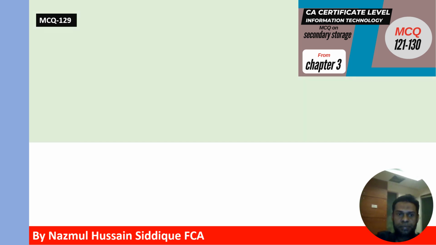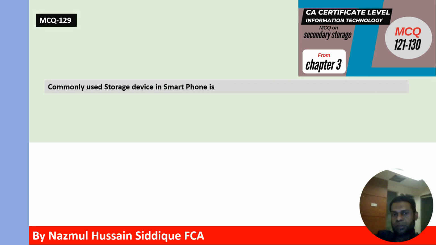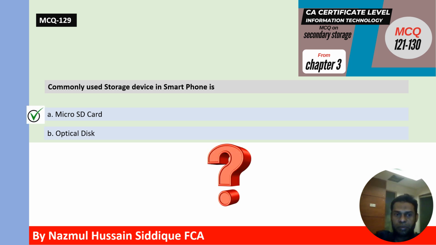Next question. Commonly used storage device in smartphone is A. Micro SD card or B. Optical disc. Which one is the correct answer? Micro SD card or optical disc? We have to choose the correct one. Which one is commonly used storage device in smartphone? The correct answer is option A. Micro SD card is the commonly used storage device in smartphone.